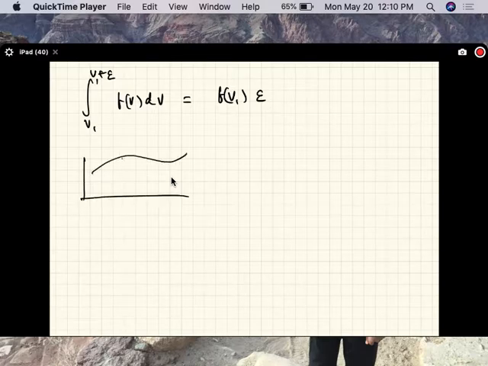So this is a function. This area is f(v1) times the height. That's what this is telling you. The integral is this area, and that area is the height of this column times the width of this column. Okay? So that's what it's telling you.